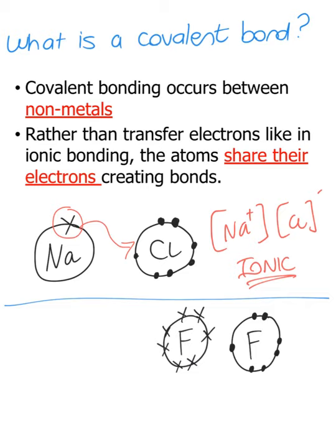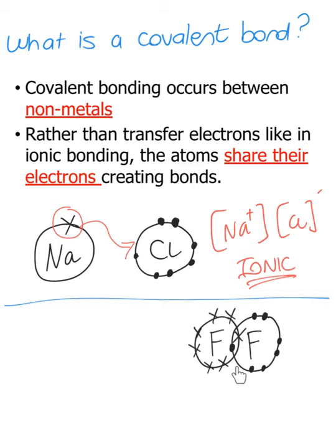So in covalent bonding, rather than any transfer of electrons, they actually share electrons. This is what it would look like. It's very similar to a Venn diagram in maths. Here you can see fluorine, F2. This fluorine had 7 of its own electrons, and this fluorine had 7 of its own. They've come together, and these 2 electrons in the middle are being shared.